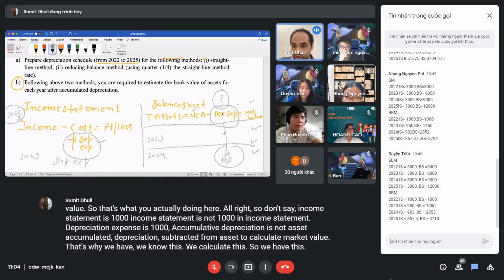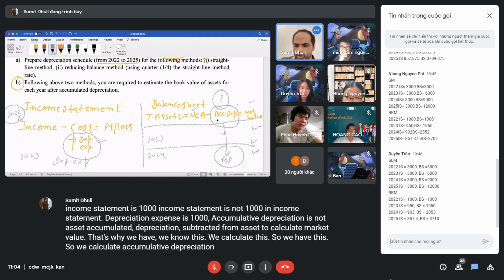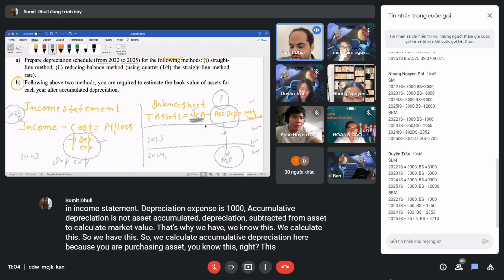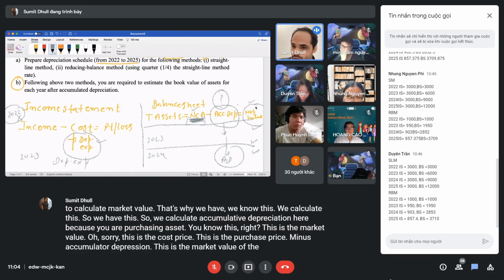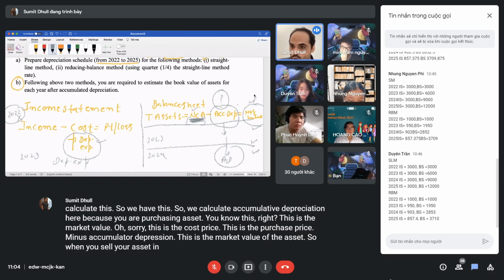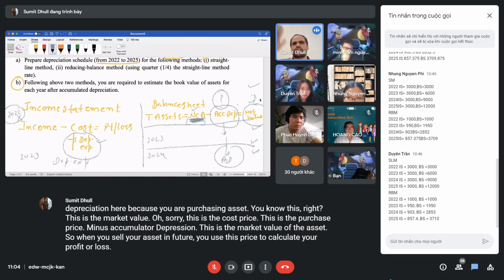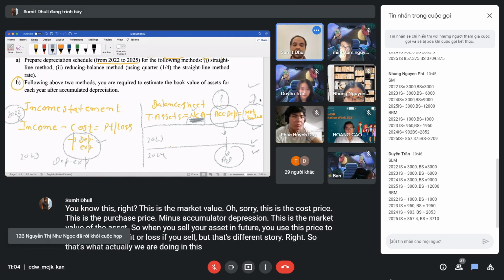So we calculate accumulated depreciation here because you are purchasing an asset. You know this, right? This is the market value. Oh, sorry. This is the cost price, the purchase price, minus the cumulative depreciation. This is the market value of the asset. So when you sell your asset in future, you use this price to calculate your profit or loss if you sell, but that's a different story. All right. So that's what we are doing in this question. So please don't confuse yourself.